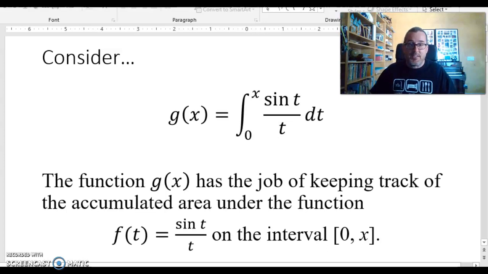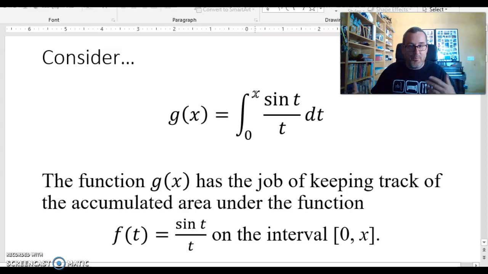The purpose that g of x serves is its job, if I could give it a job. The job of g of x is to keep track of the accumulated area underneath the function sine t over t between 0 and whatever input x that I want. For instance, g at 0, when x is 0: the integral from 0 to 0, the accumulated area between 0 and 0. No area has been accumulated yet. So we would say that g of 0 equals 0.